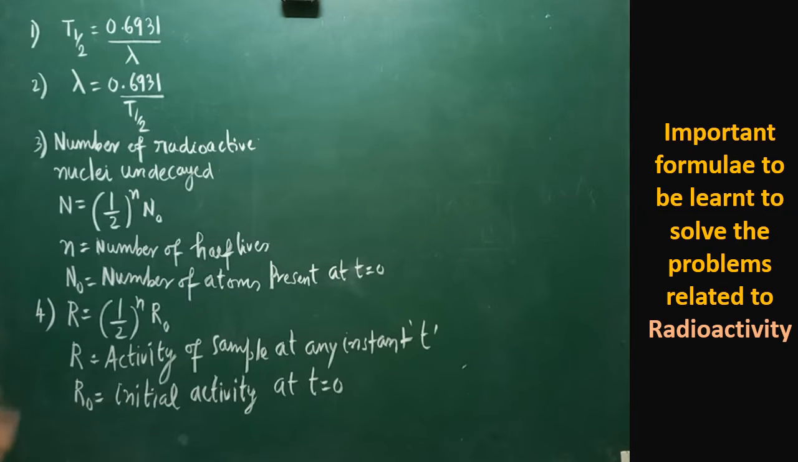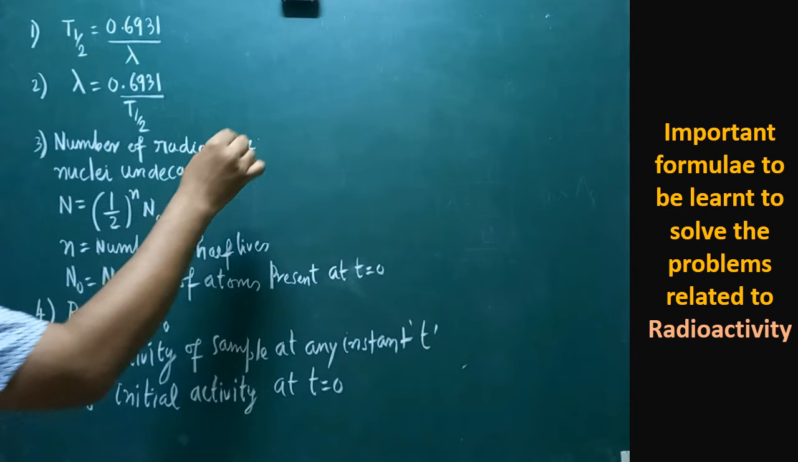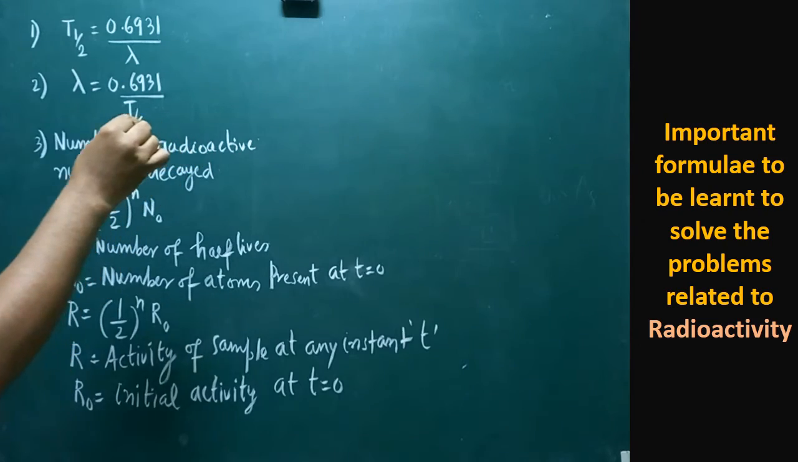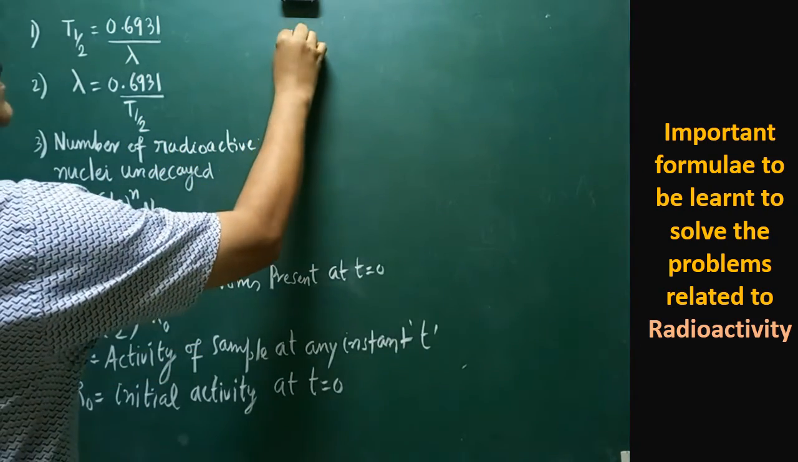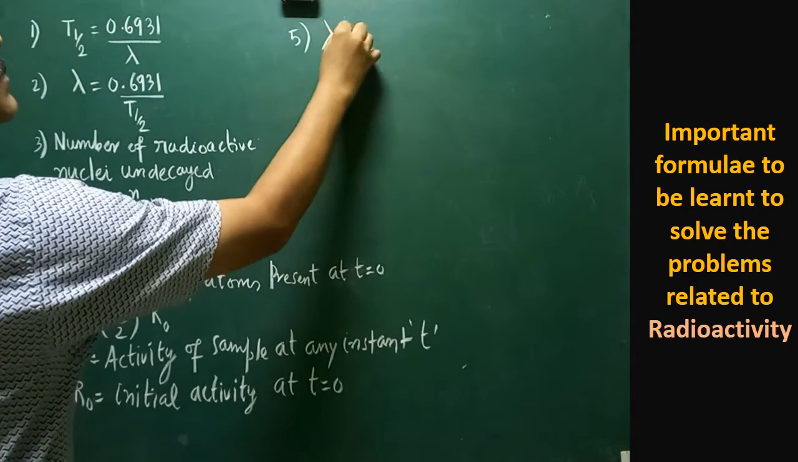While asking the problem, they will ask to calculate in several different steps, and different kinds of formulas are required. Collectively, you should know all the formulae. Only then are we able to solve the problem. And then we are able to write one more formula by knowing R and R naught. Are you clear? What is that? The fifth one is lambda.